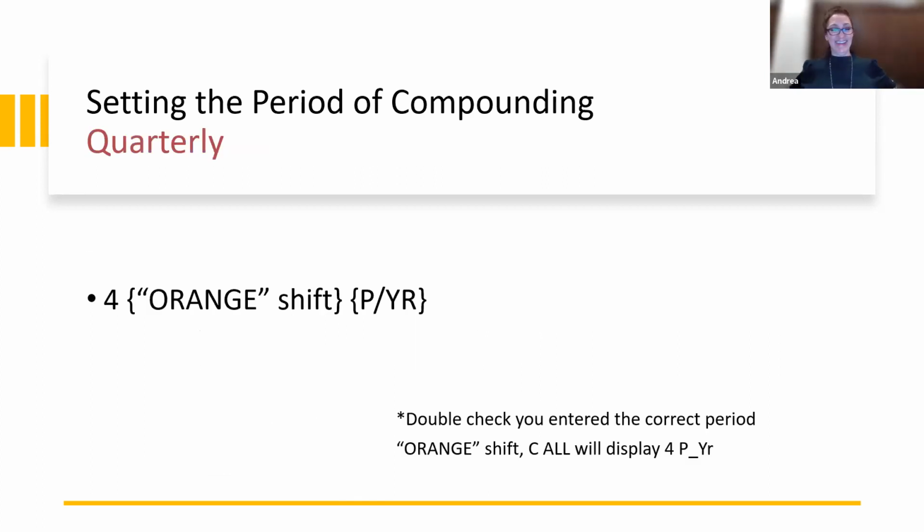All right, setting the period to quarterly. All right, same thing. So I'm going to go ahead and clear mine out. And then I'm going to hit 4, my shift button, and then the payment button or the P/YR. Okay. And then I'm going to hit my shift button and C all, and I'm going to see that it says 4 payments per year. So now that's done for quarterly.